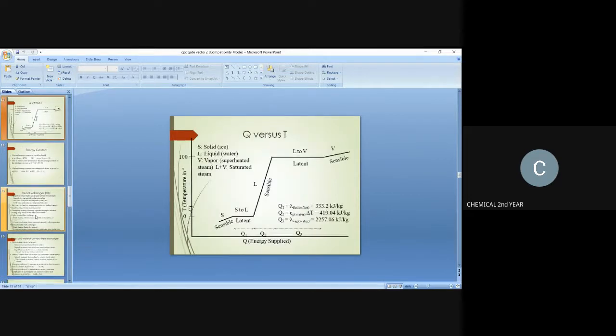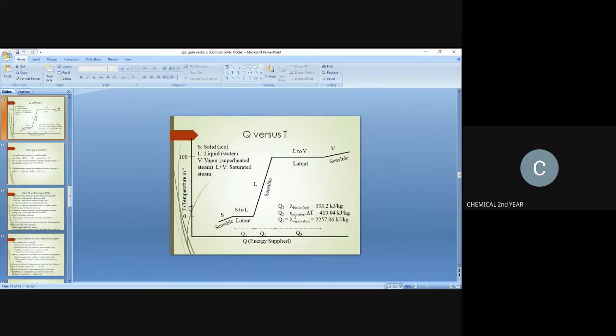Next, Q versus T. It is a graph of Q, that is energy supplied, and the temperature in degrees Celsius. Here, S is a sensible section and L is a latent section. Here, the first line indicates the sensible line, and this line is a sensible to latent line, and this is a sensible line. Here, latent to vapor, and next is vapor, that is a sensible line.